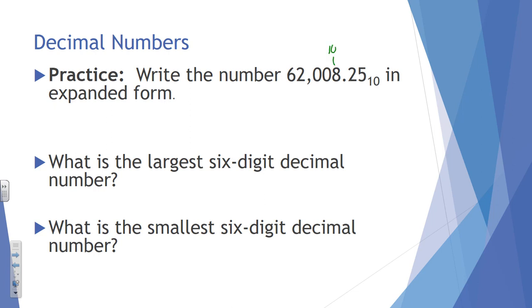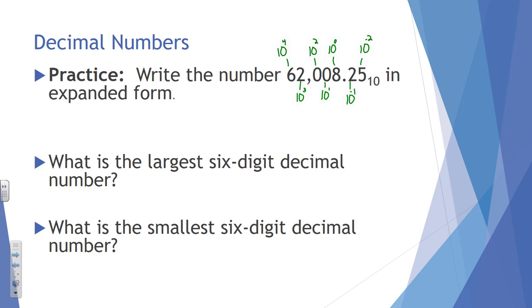The 8 is in the ones place. That's 10 to the 0, 10 to the 1, 10 to the 2. Our 2 is in the thousands place, or the 10 to the third place. And the 6 is in the 10 thousands, or 10 to the fourth place. Our 0.2 is the 10 to the negative 1, or tenths place, and the 5 is the hundredths, or 10 to the negative second place.